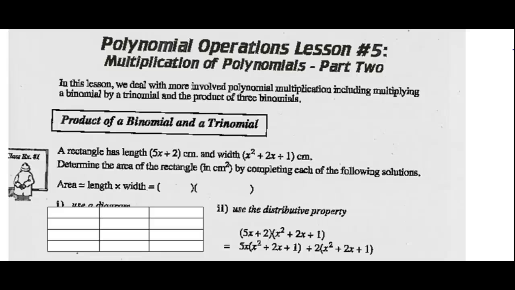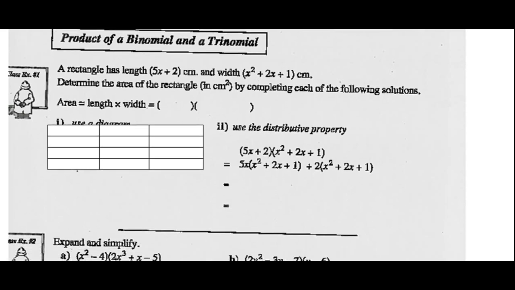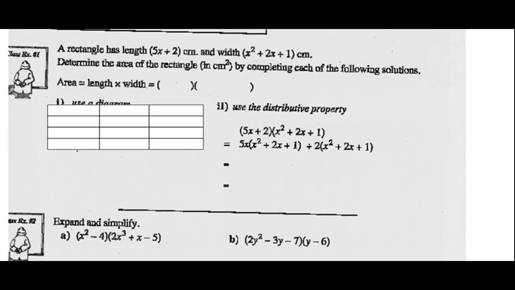Hey Math 10Cs, today we're going to look at multiplying difficult polynomials, or a binomial times a trinomial, or the product of three binomials. So that's what we're going to look at today. Alright, so example 1: a rectangle has a length of 5x plus 2 and a width of x squared plus 2x plus 1. Determine the area of the rectangle by completing each of the following solutions.